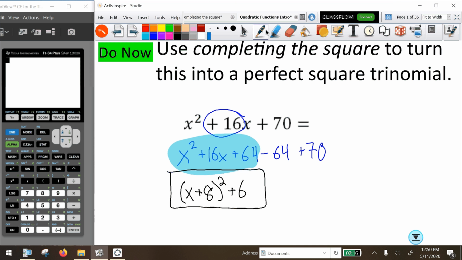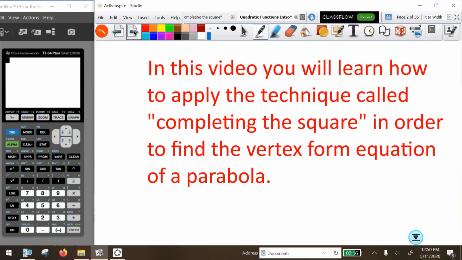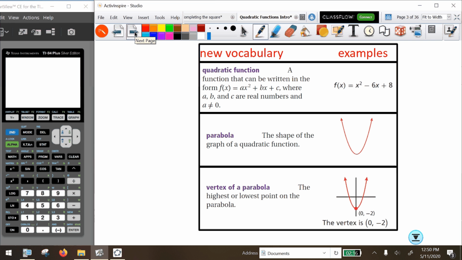They're called parabolas. So in this video, you will learn how to apply the technique called completing the square in order to find the vertex form equation of a parabola. And here is some new vocab.